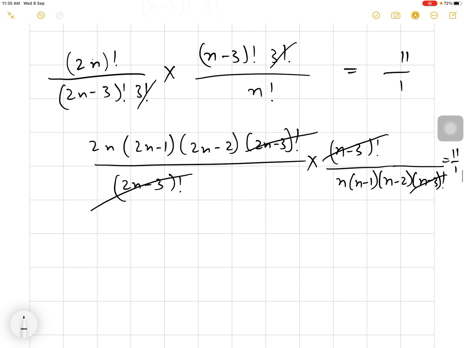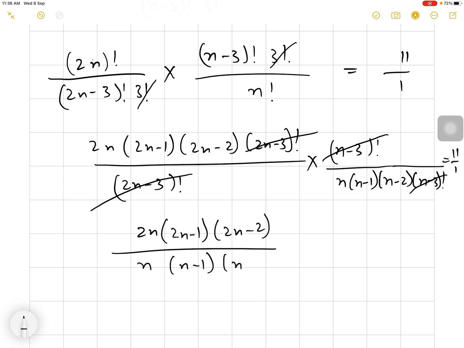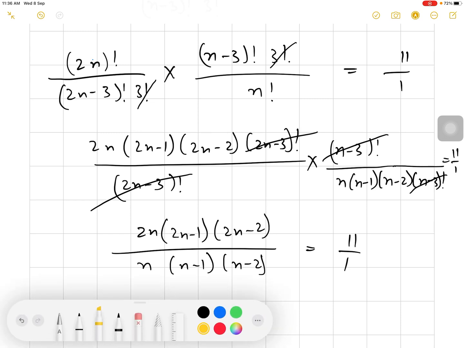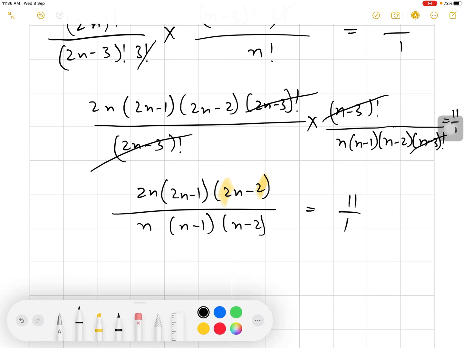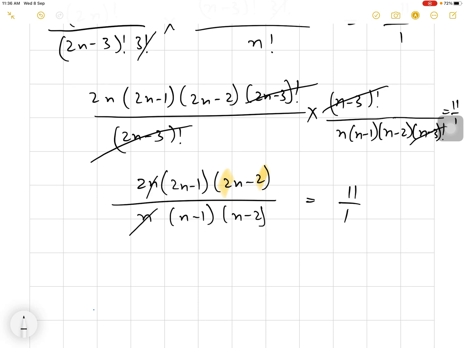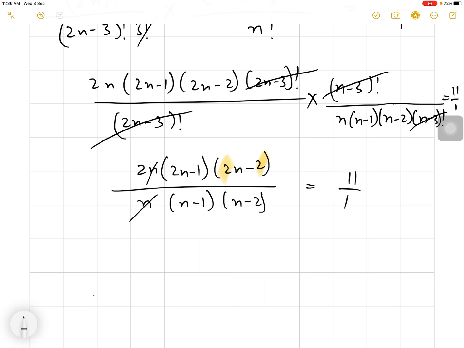Okay, so let's write whatever is there in the numerator: 2n into (2n minus 1), (2n minus 2). That's it. In the denominator I have n into (n minus 1), (n minus 2), is equal to 11 by 1. Okay, now here in this bracket 2 is common, so 2 I'll take it out. And one more thing I can do, n I can cancel now. Okay, so let's take 2 out.